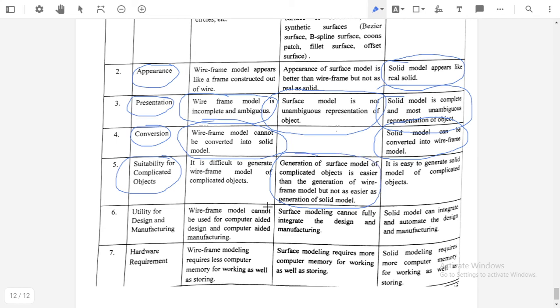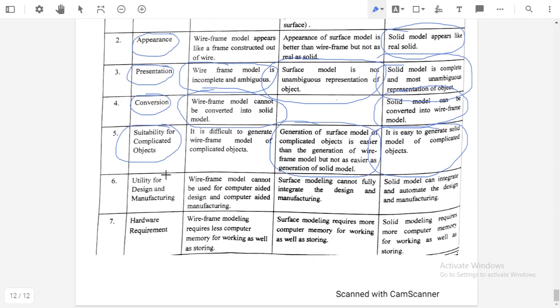but not as easy as the generation of the solid model. Means generation of the surface model is easy as compared to the wireframe model, but it is not as easy as compared to the solid model. But the generation of the solid model is easy, or a complex part can be easily generated in a solid model as compared to other models. Then utility for design and manufacturing.